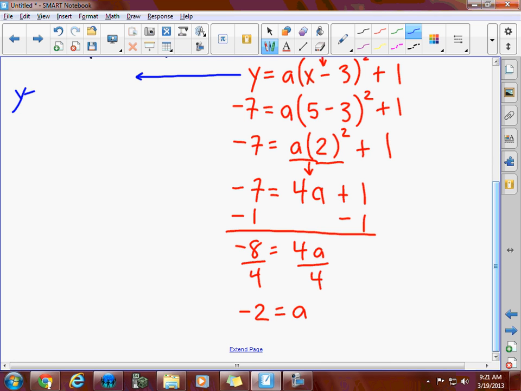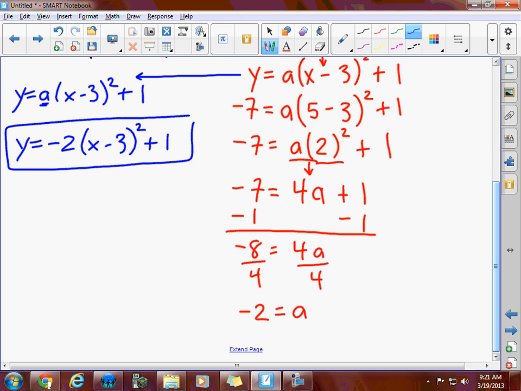And what I had was y equals a(x minus 3) all squared plus 1. This has the vertex in there, and that's an important piece of information on any parabola. Now the next thing we got to do is just put in that a value that we just found. So it's going to be y equals negative 2, because that's what we found a to be, (x minus 3) all squared plus 1. And this is the equation to the quadratic graph just above here.